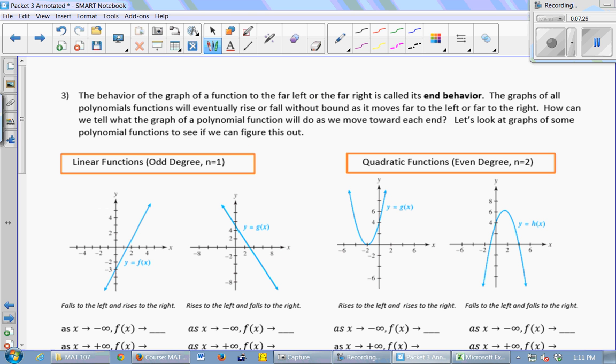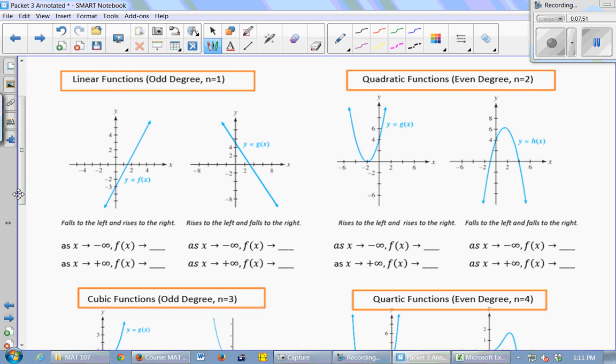All right, the next really important characteristic of a polynomial's graph is its end behavior. The graphs of all polynomial functions will eventually rise or fall without bound. They eventually just go up to infinity or go down to infinity when you go way out to the right of the graph or way out to the left. So let's look at a few examples and see if we can figure out when it goes up and when it goes down. And we're going to learn some new notation for describing going up and going down.